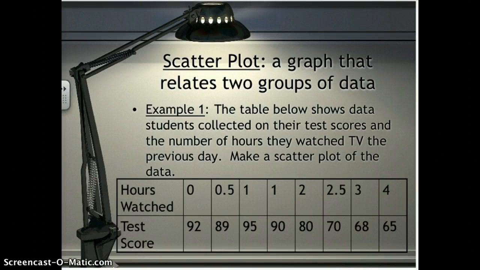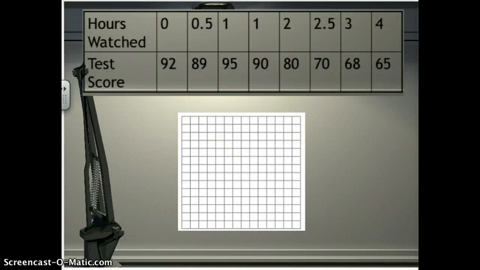So what we're going to do is look at this data that's found in the table. This table is showing data being the hours that students watch TV, and then a test score that they got the next day. And we're going to try to make a scatter plot of that data. So we're going to need our graph, and if you remember back in 7th grade, think about what you learned there. We're comparing hours watched and our test score, so we need to say, those are my two variables, which one might depend on the other, which one's independent and what's dependent.